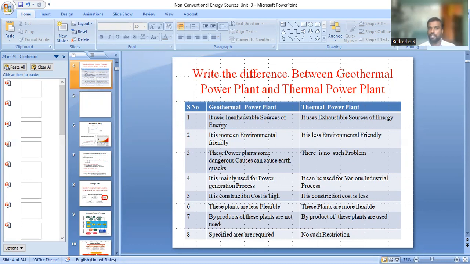And next, one is more environmentally friendly and the other is less environmentally friendly. Compared to the thermal power plant, the geothermal power plant is very much environmentally friendly. It does not create carbon dioxide or any pollution like carbon content, that is why it is more environmentally friendly. It is less environmentally friendly in thermal power plants. Thermal power plants create carbon dioxide and carbon content in the atmosphere, that is called less environmentally friendly.